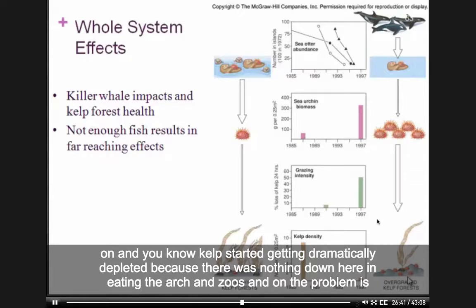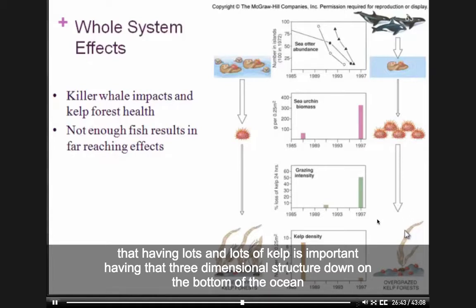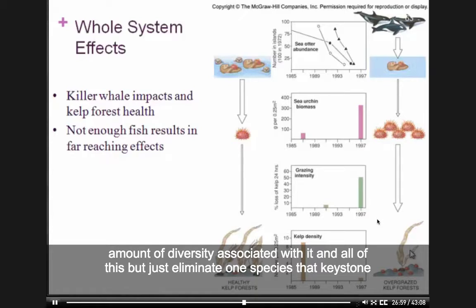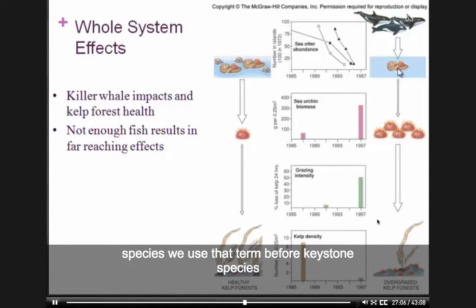And the problem is that having lots and lots of kelp is important. Having that three-dimensional structure down on the bottom of the ocean, it actually attracts diversity. So lots of animals live around and in the kelp beds. So when you eliminate the kelp beds, you eliminate that huge amount of diversity associated with it. And all of this by just eliminating one species, that keystone species. We used that term before, keystone species.